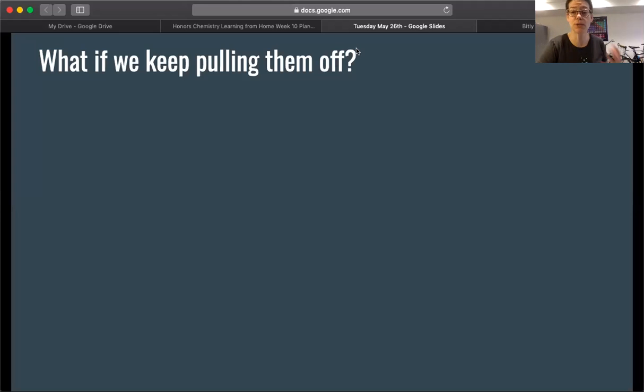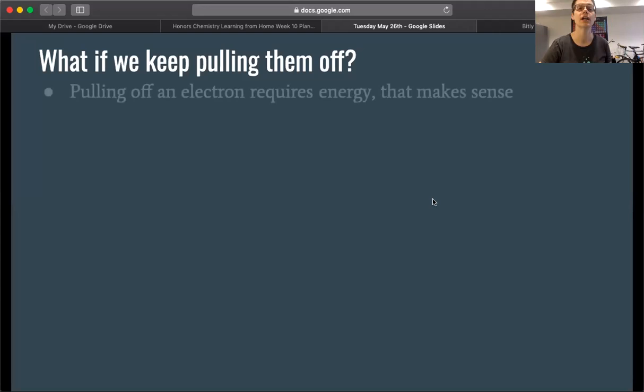It's the energy required to pull off a single electron. But what if we keep pulling electrons off? You know, it's like if you pluck a daisy with all of its petals and you pluck one petal off, okay, fine. But what if you keep pulling off the petals of the daisy? What if you keep pulling off electrons?